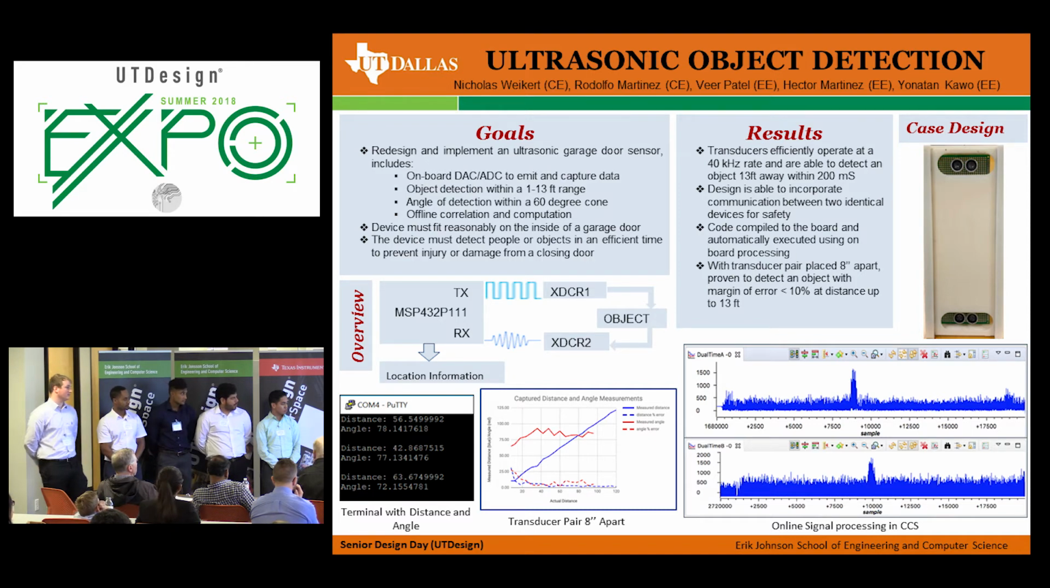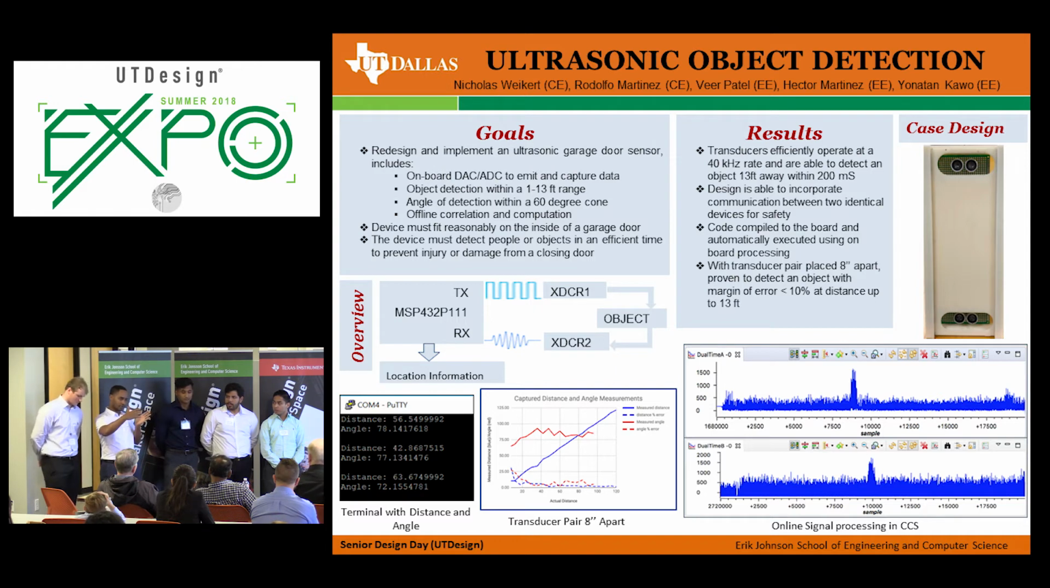How do you tell it's not the garage door itself you're detecting? If it's coming down and you're looking at it, how do you know it's not a kid but a garage door? Well, the angle of the transmitter is limited to an object in front of the garage door. In front of the door. Right.